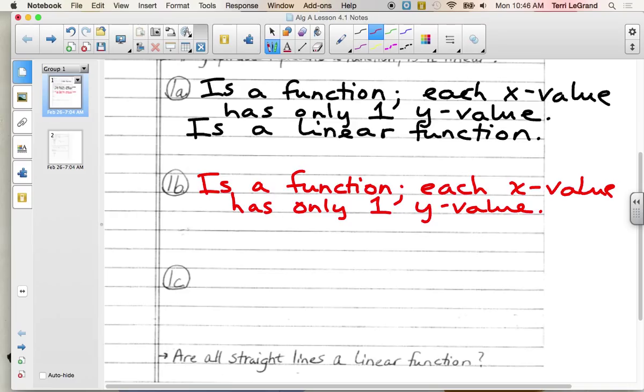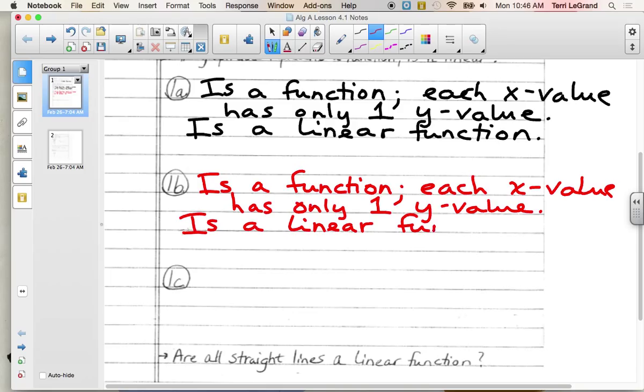Again, if it is a function, the question is: is it a linear function? Yes, it is, because it's a straight line. It doesn't make any turns or anything, does it? No. Okay, so it is a linear function. Meets that standard also.